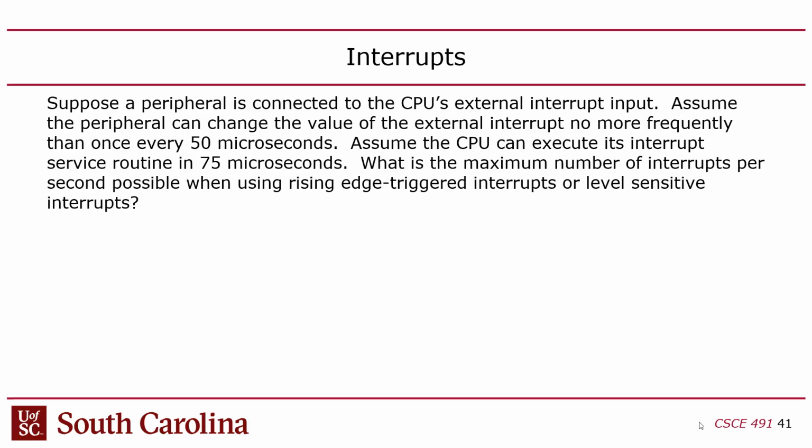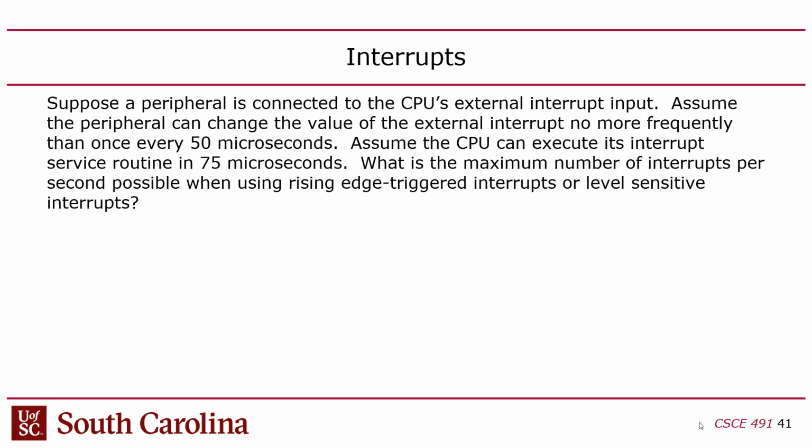All right, so suppose a peripheral is connected to the CPU's external interrupt input. Assume the peripheral can change the value of the external interrupt no more frequently than once every 50 microseconds. Assume the CPU can execute its interrupt service routine, ISR, in 75 microseconds. What is the maximum number of interrupts per second possible when using rising edge triggered interrupts?